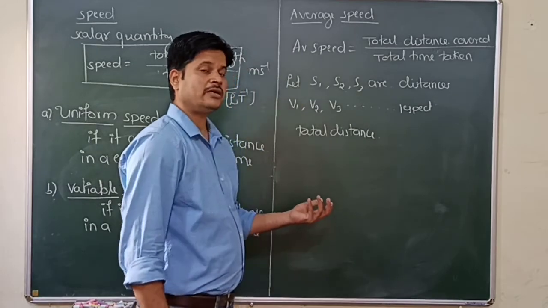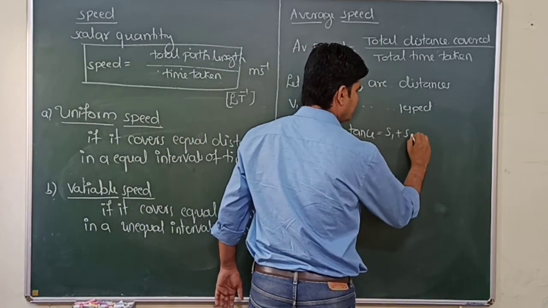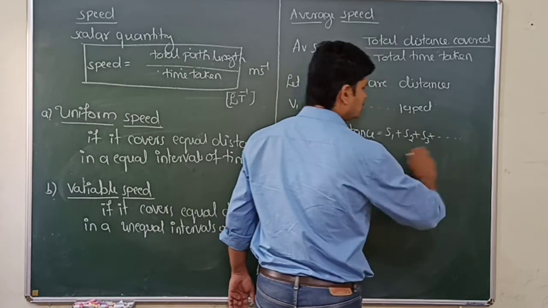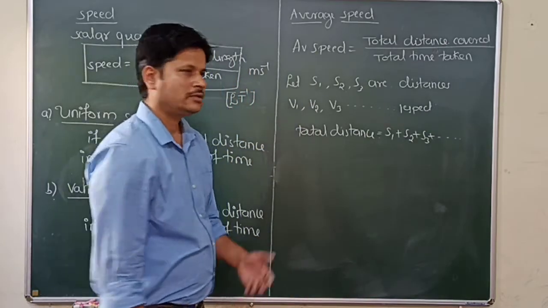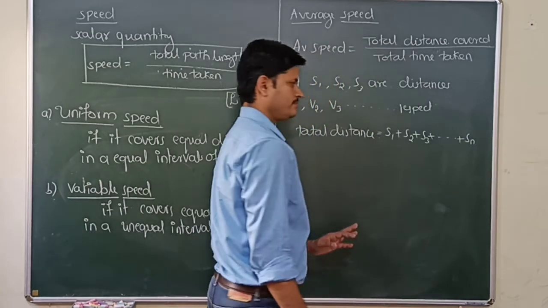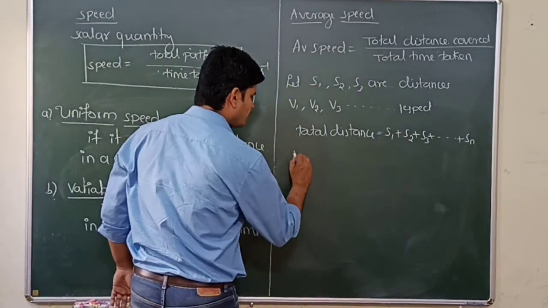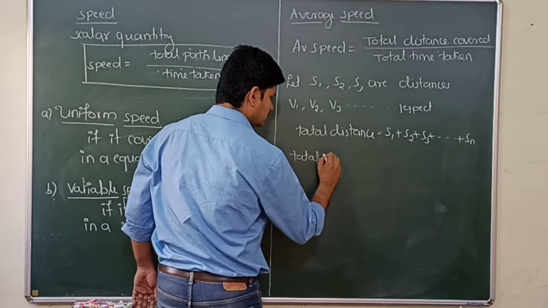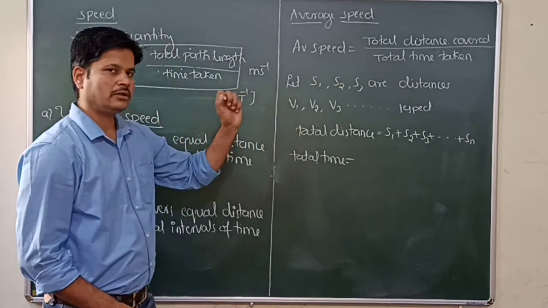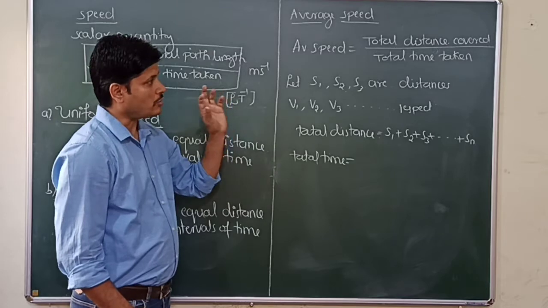Total distance traveled, that is S1 plus S2 plus S3, and so on. Is it right? The final distance I will take as S. Correct? What is the total time taken? Whether the time is given? No. But how can we represent or count the time?